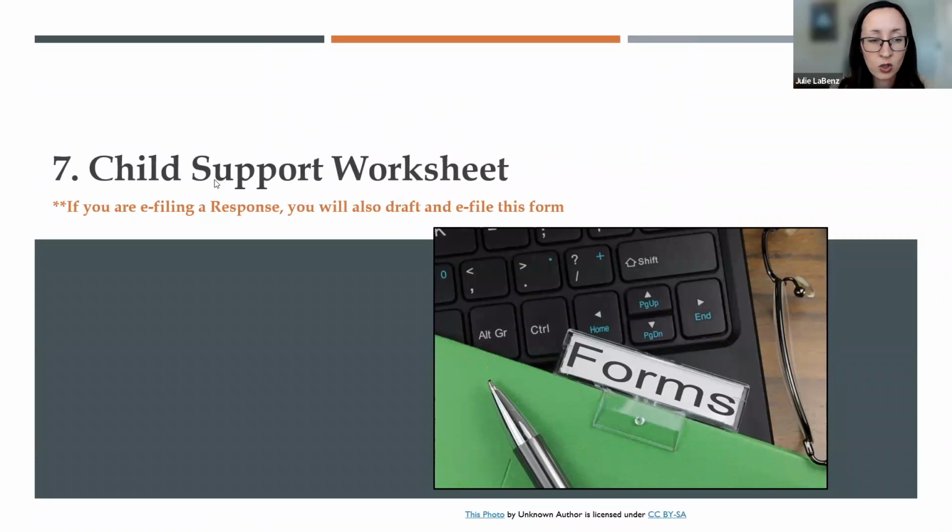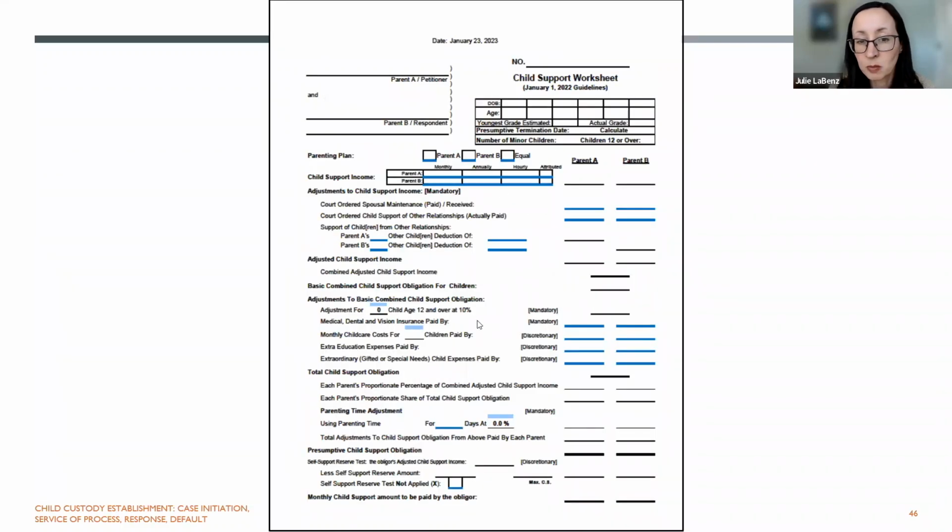And then your proposed child support worksheet. So of course, this is a blank one. Go to our child support case strategy videos to see how to fill this out and how to create this worksheet. But if you have sufficient information to calculate child support, you would want to fill this out and it'll get filed with your petition. If you don't have sufficient information, that would be indicated in your petition and you wouldn't file this just yet.